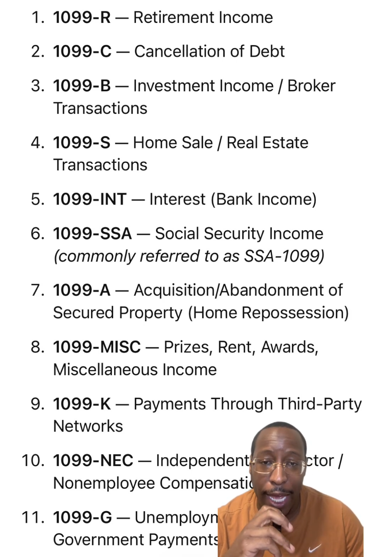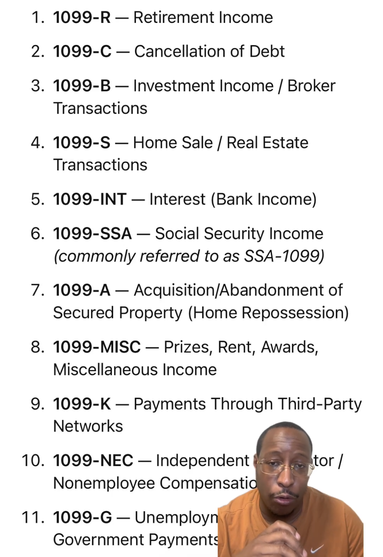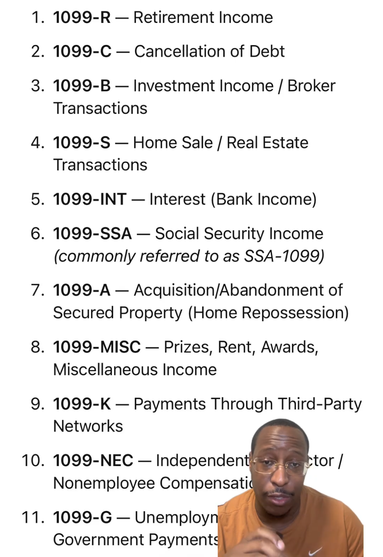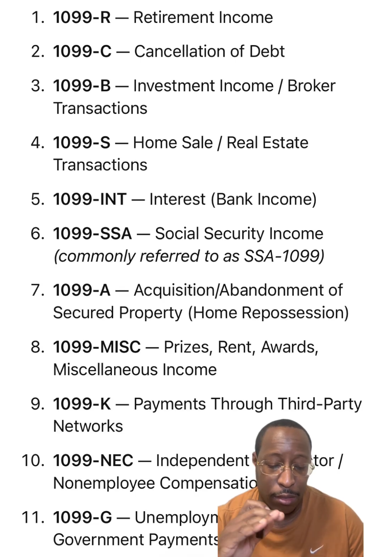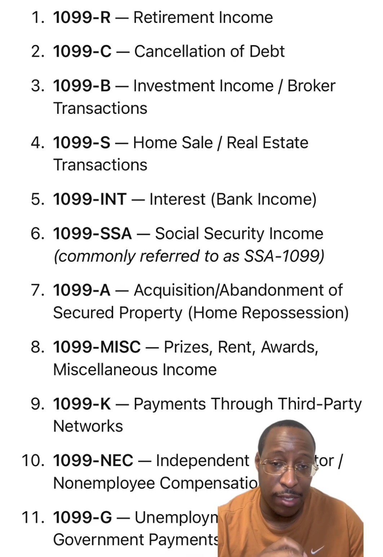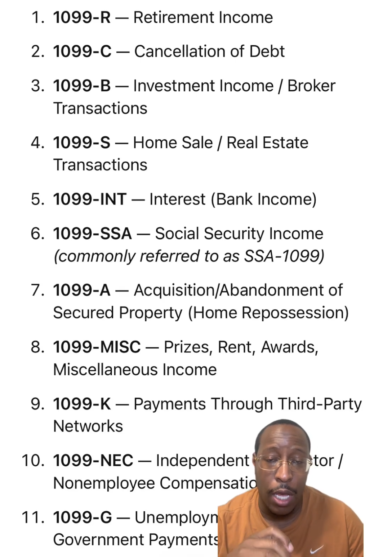The 1099-S is basically a form you get from the brokerage company that sells your house. You get this form, guys, when your house is sold and you need to file it in your tax return. It states how much the house was sold for and if you need to pay tax on it.